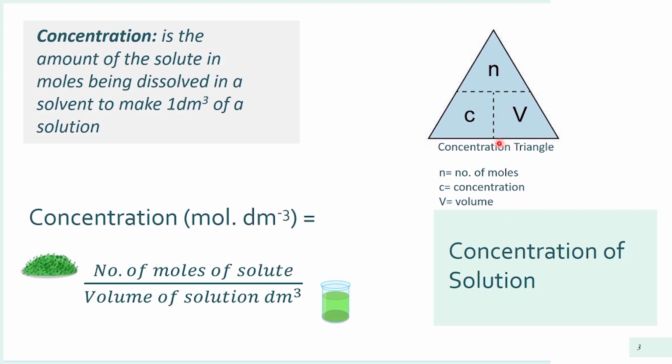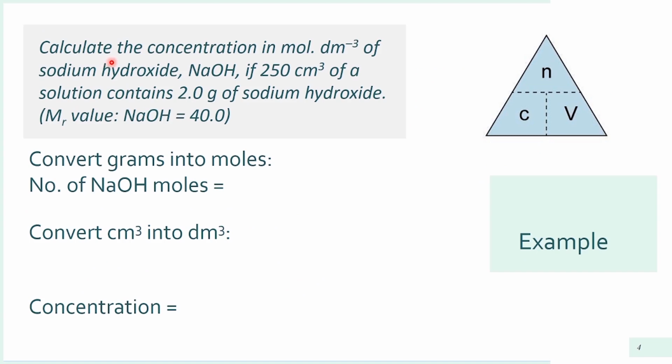To make it easier to calculate the concentration, always use the concentration triangle. N here is for the number of moles, C for concentration, and V for the volume. You can see if we need the number of moles, we simply multiply the concentration by the volume. And if we need the concentration, we divide the number of moles by the volume. Similarly, if we need the volume, we divide the number of moles by the concentration. Let's try to apply this formula in this exercise.